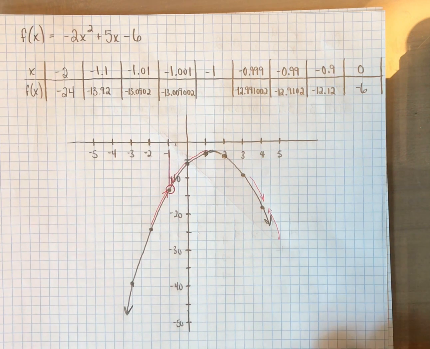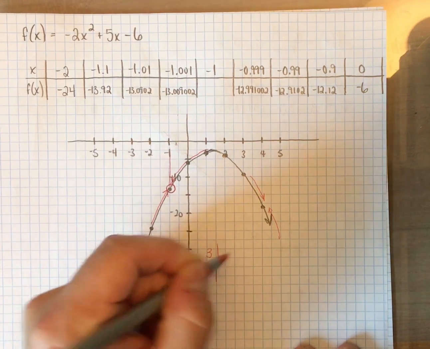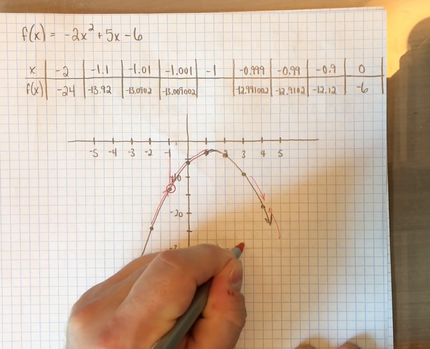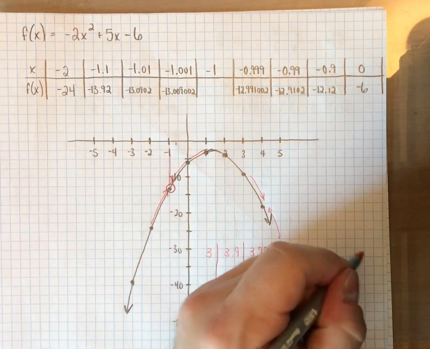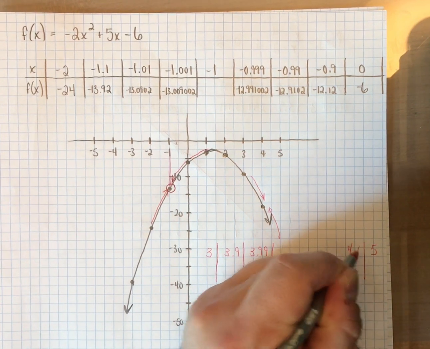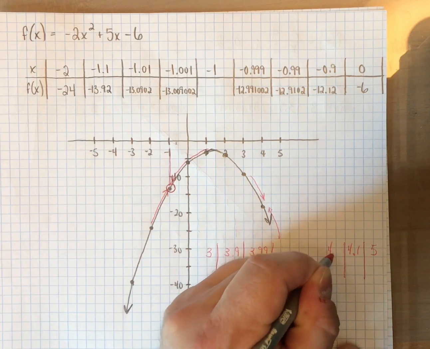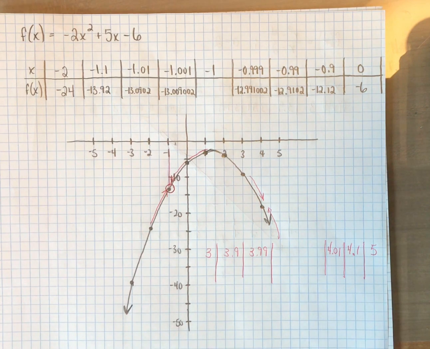If I were to have to build a table of values for this, I would have to do 4 minus 1, and then 4 minus 0.1, and then 4 minus 0.01, etc. And on the other side, I'd have to do 4 plus 1, 4 plus 0.1, 4 plus 0.01. So I have to find a whole new set of input values and then calculate a whole new set of output values. Will I get it? Yes. Will I get the value? Yes, I will. But it will take longer.